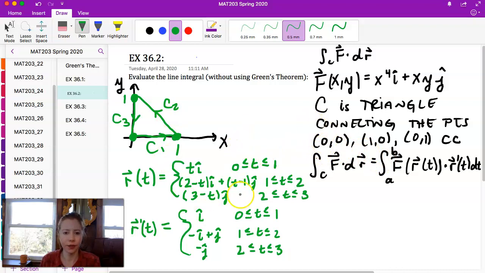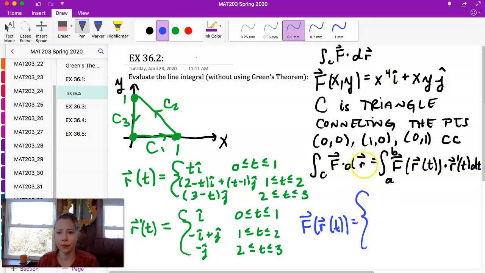All right, so as you can see, it's already taken quite a bit of work to set this up following this method. So now we need to go ahead and write out our field F as a function of time. And so we can write F of r of t is going to be t to the fourth i hat for 0 is less than or equal to t is less than or equal to 1.